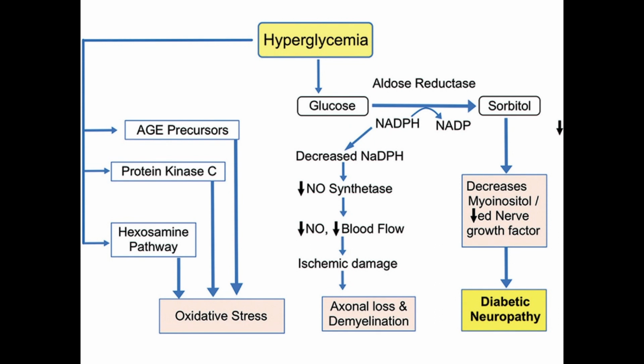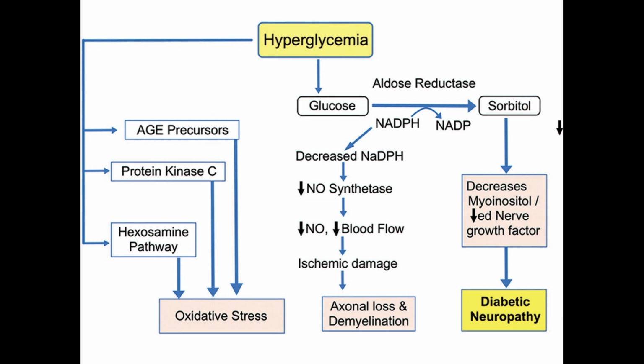But before that, this is a very important slide. Whenever a patient has hyperglycemia, it can go through several pathways. One such pathway is the aldose reductase pathway. It can get converted to sorbitol, which decreases the nerve growth factor and can result in neuropathy. People have tried a lot of aldose reductase inhibitors, but all were unsuccessful.